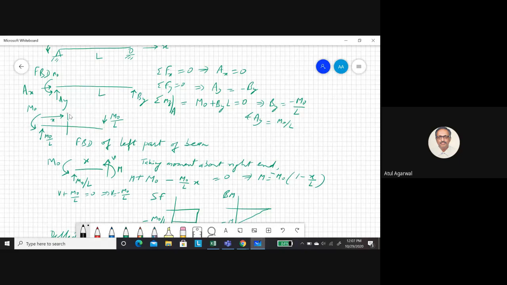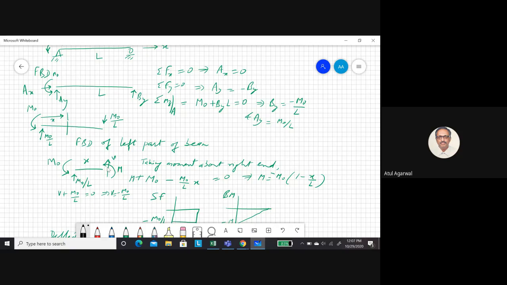Now we want to find the shear force and bending moment diagrams. Take a section at position X. You draw the free body diagram of the left half. So you have to show positive directions as this V and M, since the area normal is positive. Now you want to find M and V. So you see, you have to use the static sign convention. V plus M naught by L is equal to 0. So you get V is this.